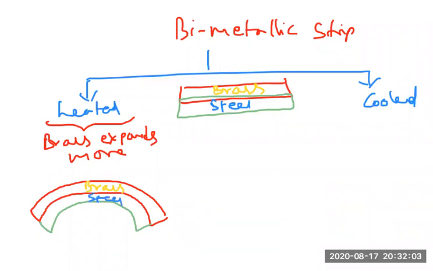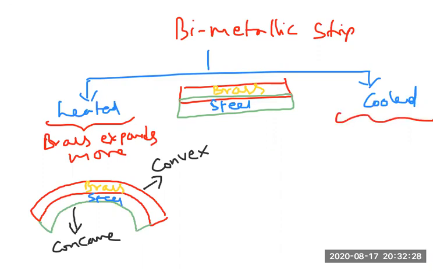Observe carefully. Which side is the brass on? Brass is on the convex side, and steel is on the concave side. So when heated, brass is on the convex side and steel is on the concave side. When cooled, what will happen? Brass contracts more when cooled, as we wrote. Contracting more means it makes more curvature than steel, but it contracts like this.